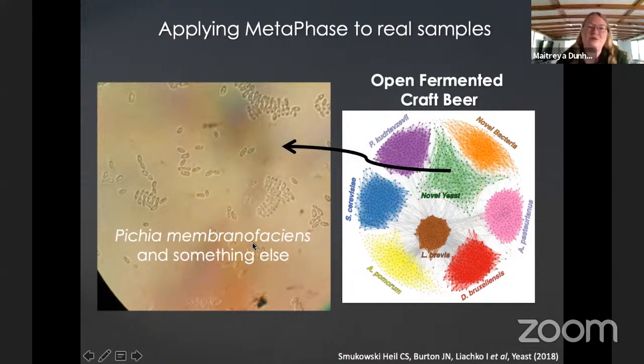And half of the genome comes from Pichia membranifasciens, which has been associated with fermentations previously, but half of the genome was actually from something else. And we still don't know what this other Pichia is. We've never been able to find the pure parent of the other species here. So this is an interspecific hybrid, which is in this beer. And we named it Pichia apotheca just to have something to call it.